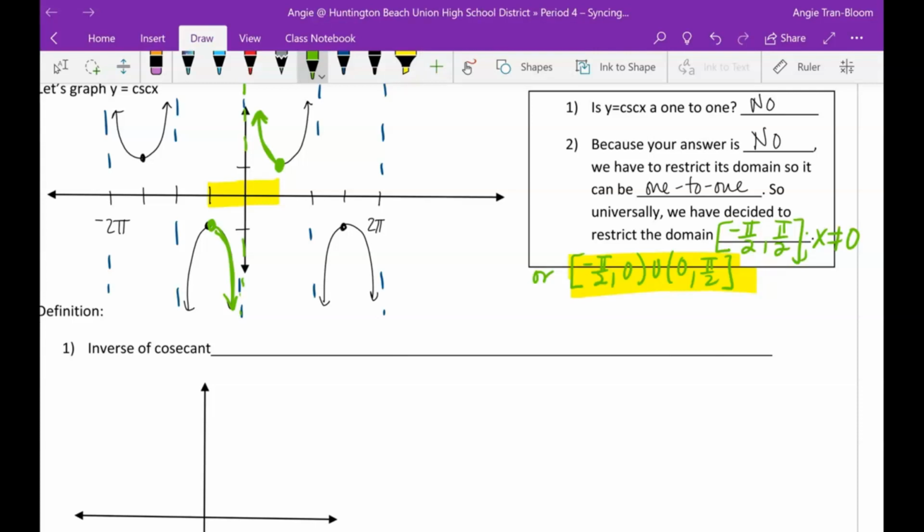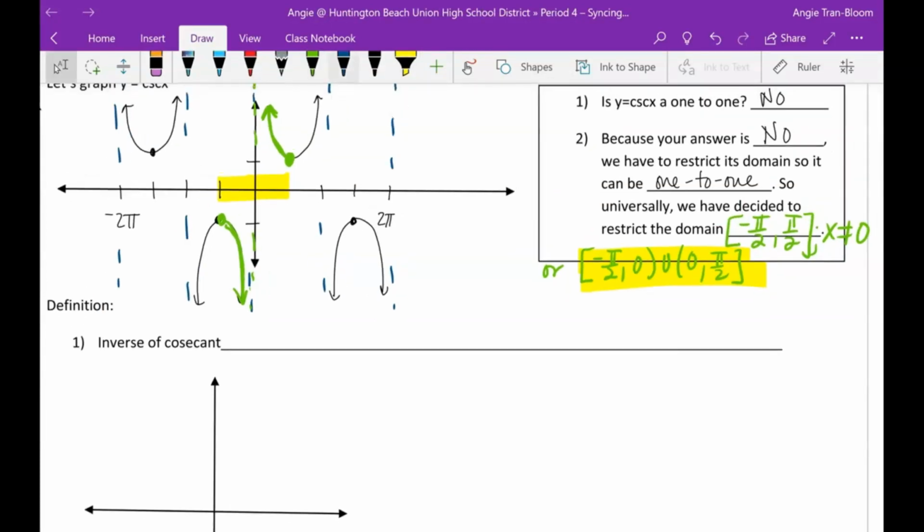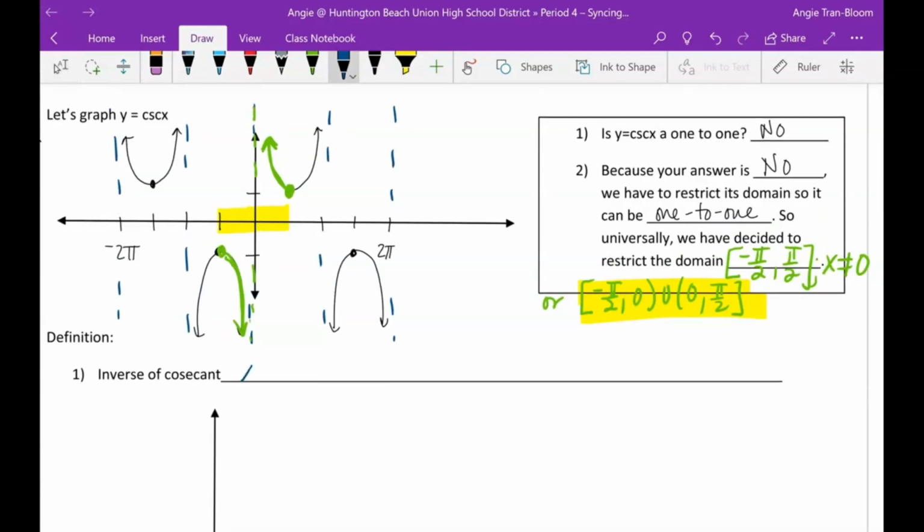So now let's go and find the inverse. The inverse by definition is really just switching y and x. So x equals cosecant of y, which, because we have to solve for y, that's why we're now going to compose both sides by cosecant inverse, which by definition, the inverse notation is really using this symbol right here. So that's my cosecant inverse.